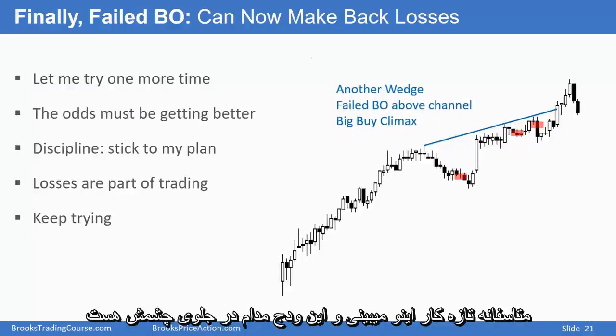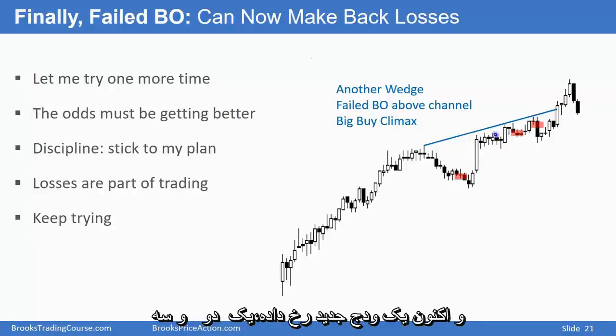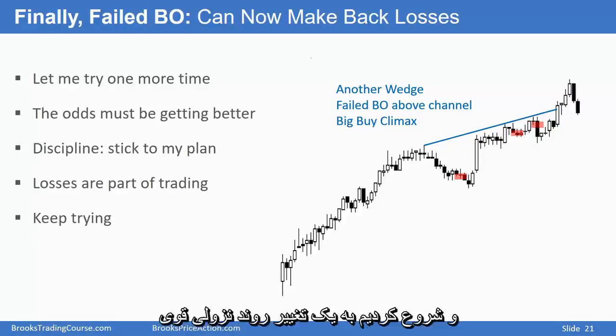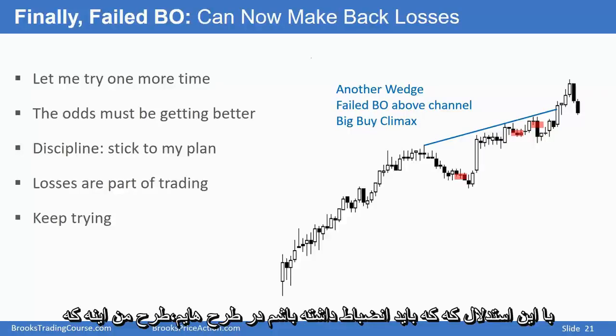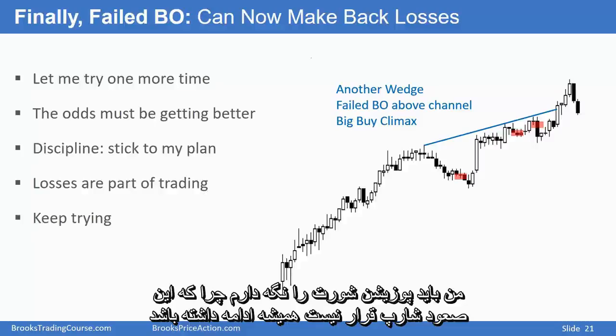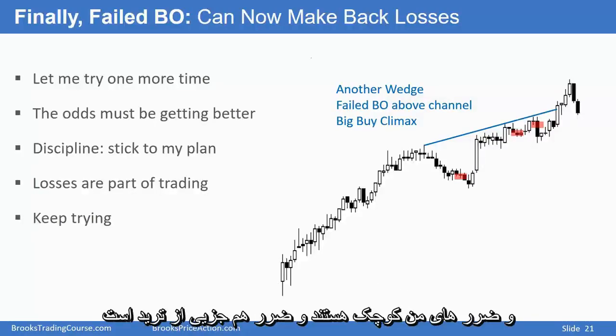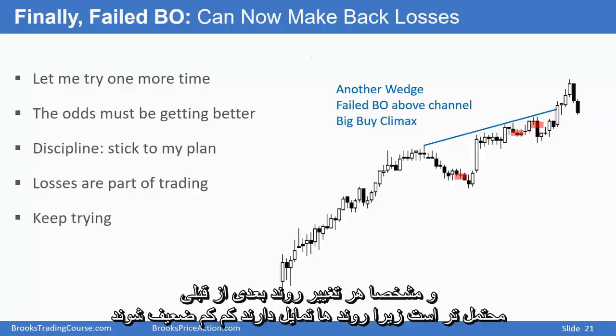Unfortunately, a beginner will look at this and he'll keep seeing wedges. Now we got a new wedge, 1, 2, either one of these bars, or 3. And we're starting to get a pretty strong reversal down. So maybe I'll sell that close or sell this close, arguing discipline. I have to be disciplined. I have to stick to my plan. And my plan is that I have to keep shorting this buy climax because it cannot last forever. And my losses are small. Losses are part of trading. And certainly each following reversal attempt will have higher and higher probability because trends tend to weaken.